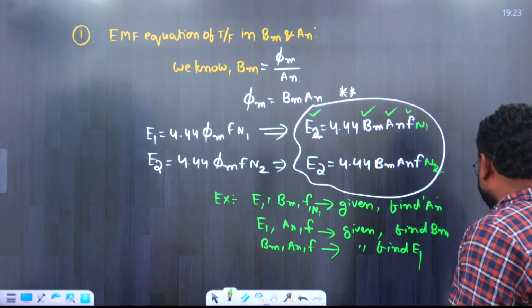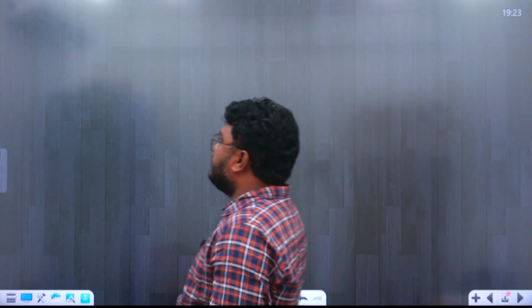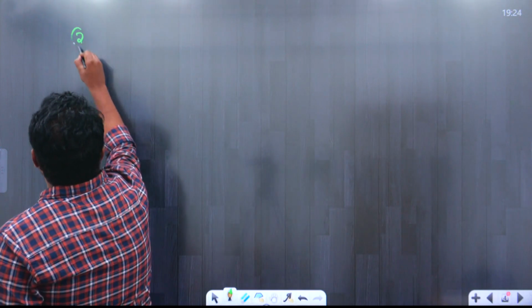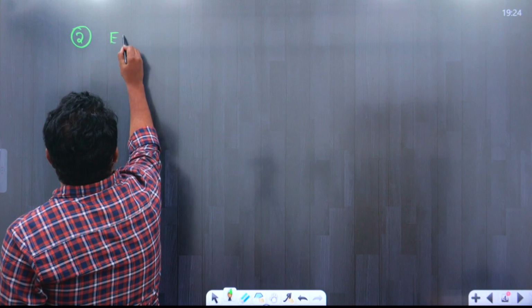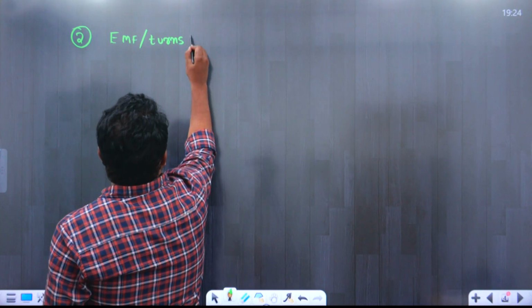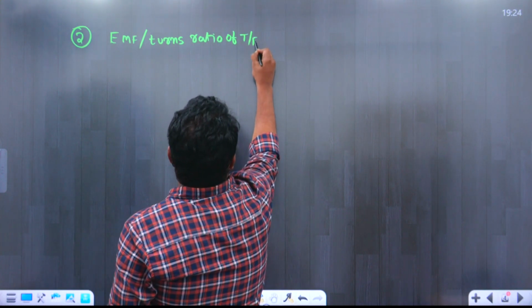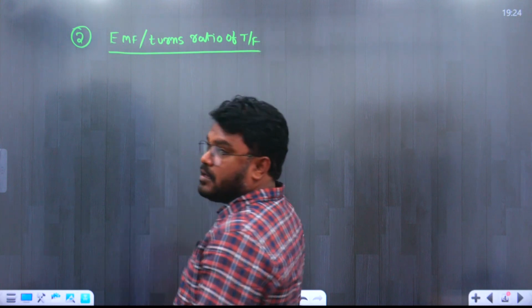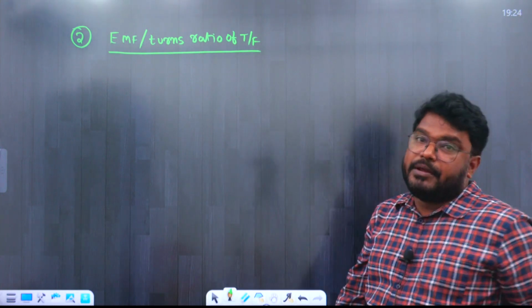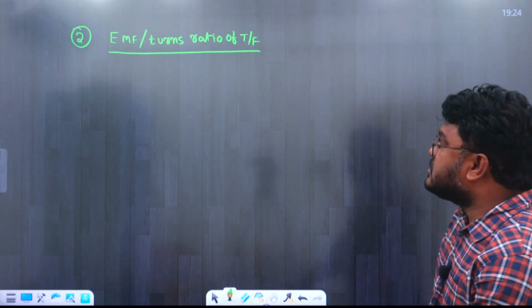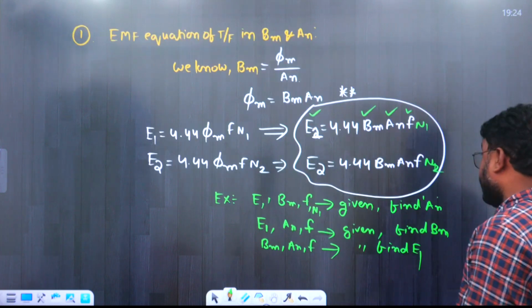And the next possibility of the question, the second one, let us discuss, is the EMF per turn ratio of the transformer. What is the relation between the EMF per turns ratio in the primary winding and the EMF per turns ratio in the secondary winding of the transformer?